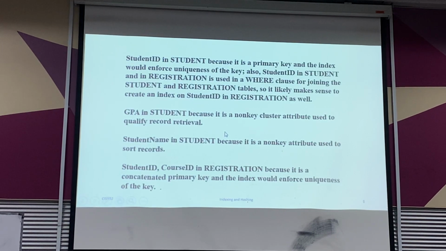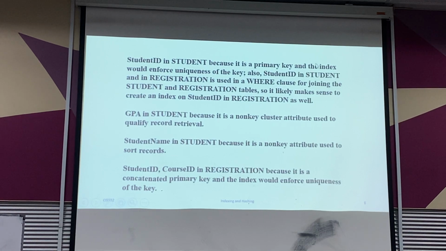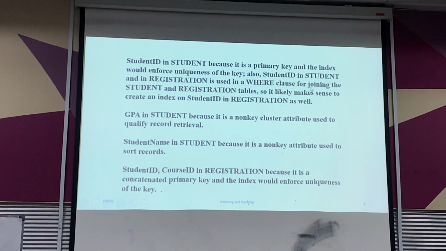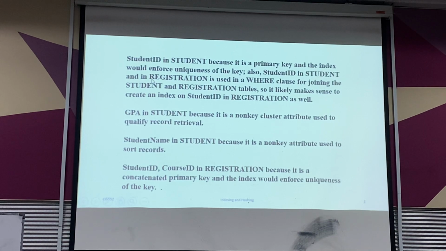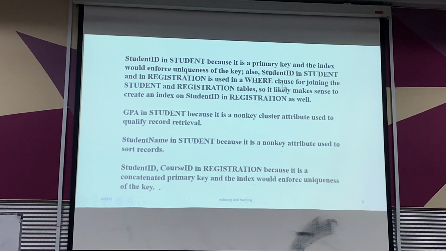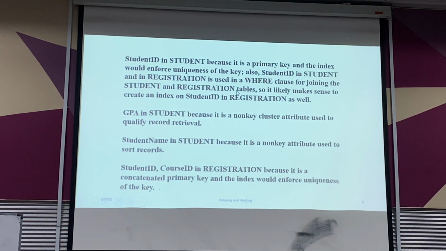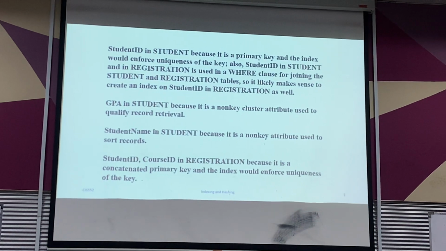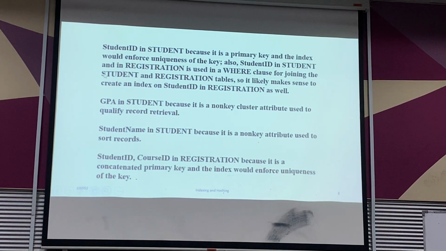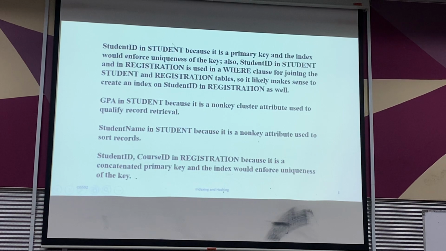Okay, see the answer. Student ID in the student table, because it is the primary index, and also a foreign key. Student ID in the student table and in the registration table, because the where clause joins the student and registration tables, meaning the student ID is the foreign key there. The next thing is registration: after GPA, then student name, then student ID and course ID in the registration table. This one is a primary key, this one is a primary key, and this one is a foreign key in another table. This is the answer. How do you write it? I already showed you how to do it.